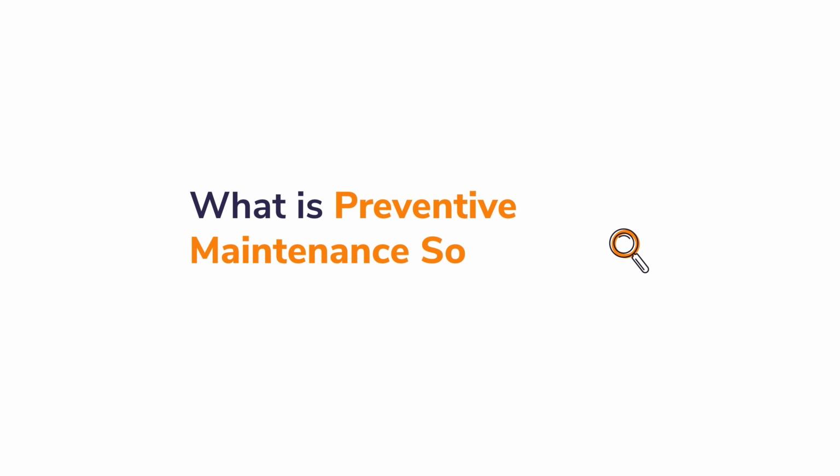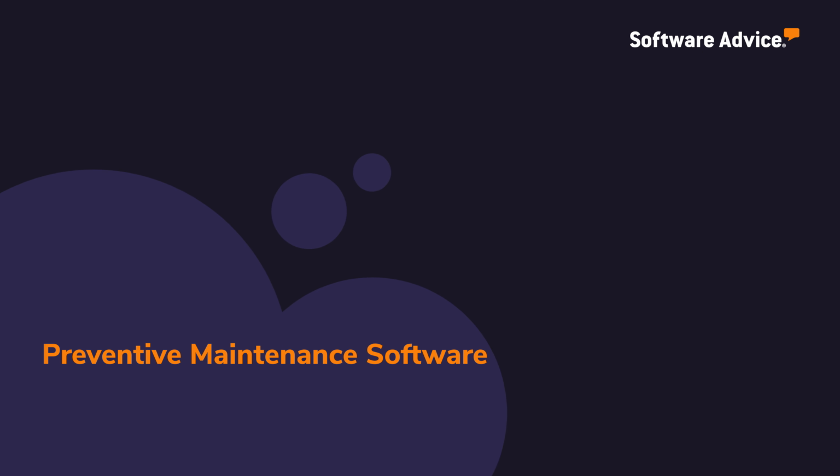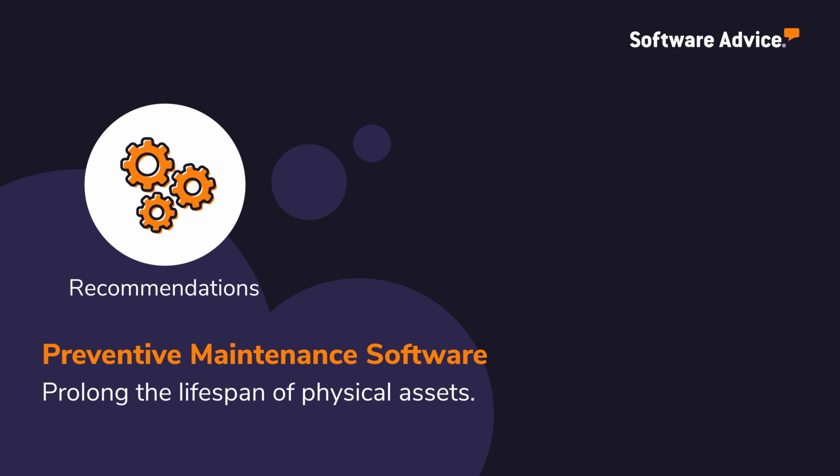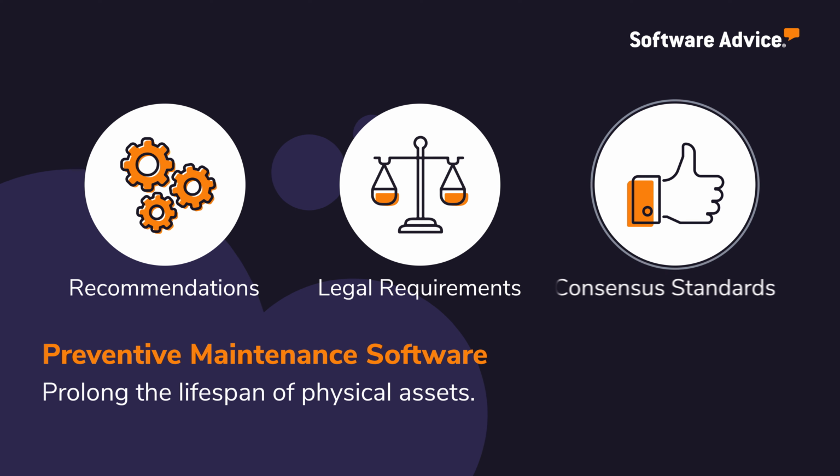What is preventative maintenance software? Preventative maintenance software is part of a computerized maintenance management system, or CMMS, designed to prolong the lifespan of physical assets using manufacturer recommendations, legal requirements, and voluntary consensus standards.